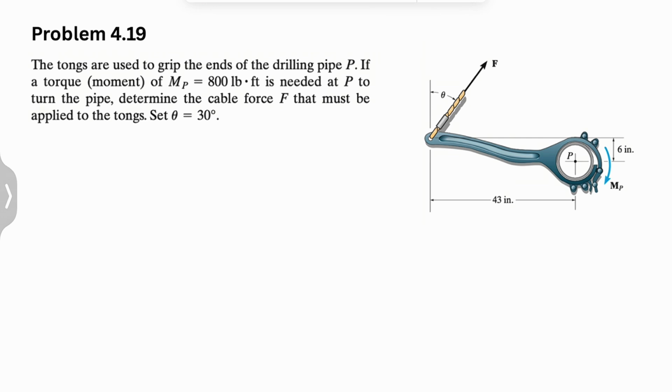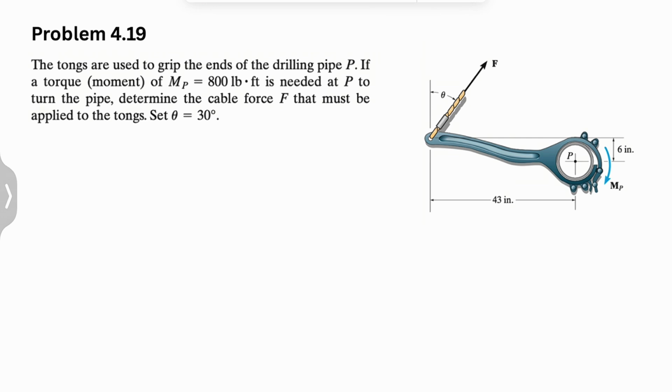We have another moment question from the 4th chapter of Hibbeler textbook in geomechanics. The tongs are used to grip the ends of the drilling pipe P. If a torque, a moment of 800 pound-foot, is needed at P to turn the pipe, we need to determine the cable force F that must be applied to the tongs, knowing that the angle theta is 30 degrees.